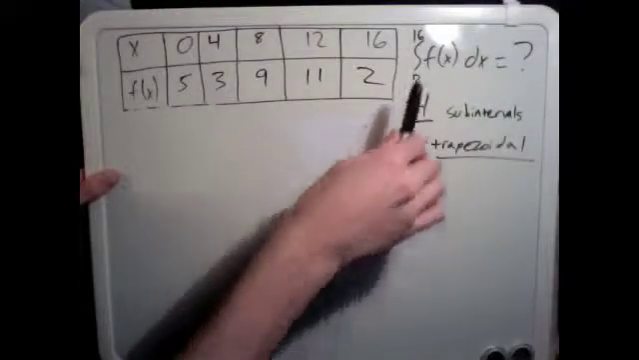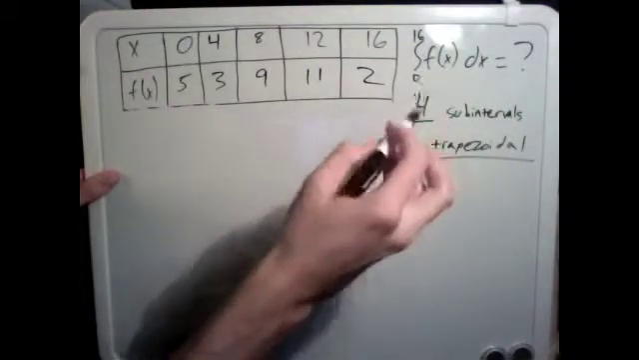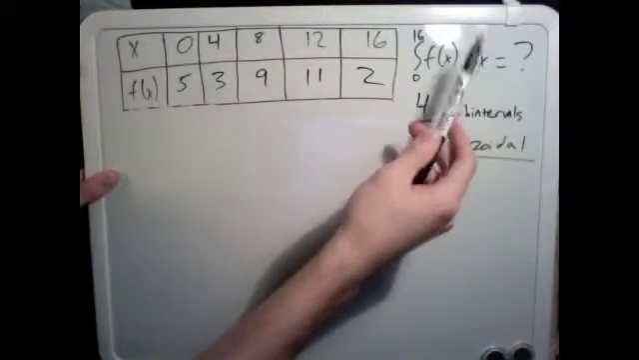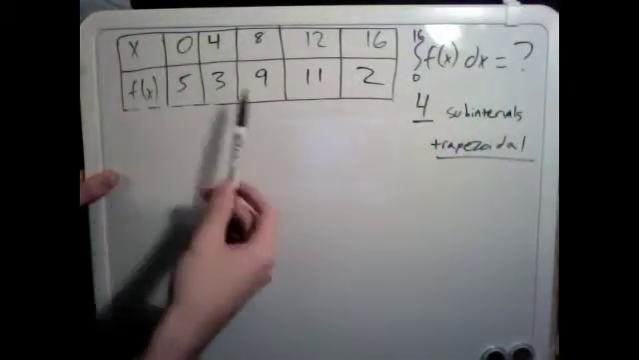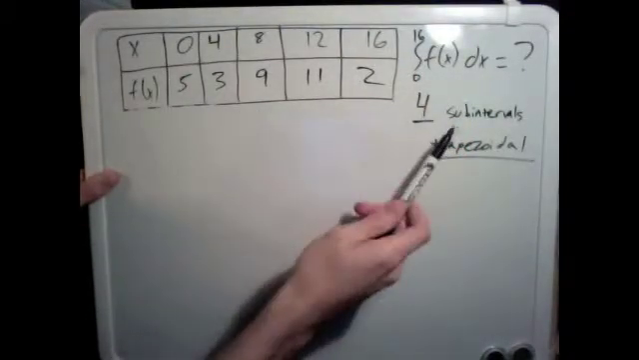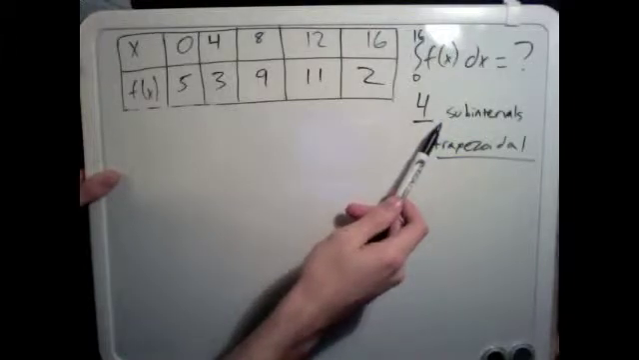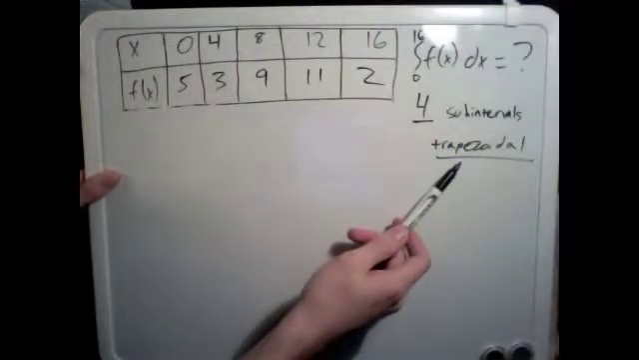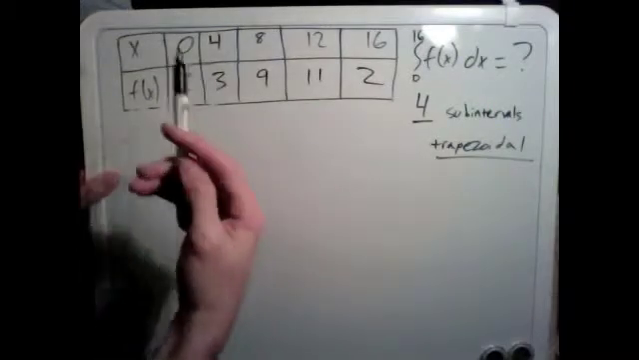Once again we're given the integral of f of x from 0 to 16 dx. We want to know what that is, and we're given this table. We know that there's going to be 4 equal subintervals, and this time we're going to use trapezoidal approximation.